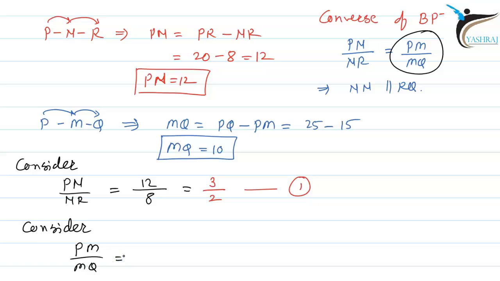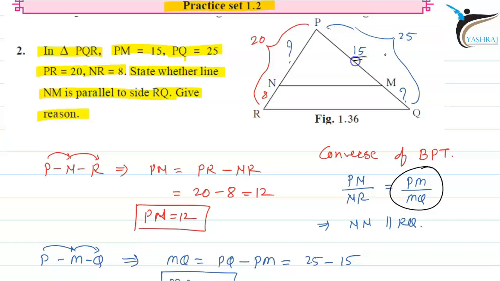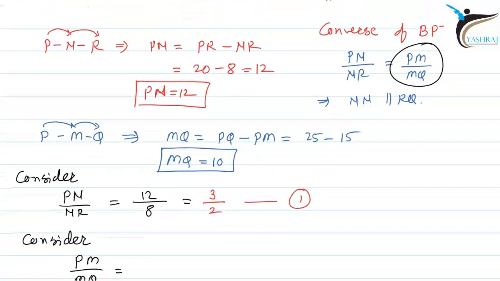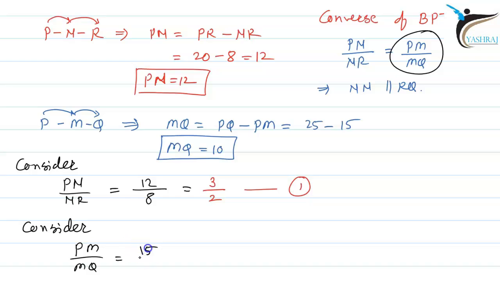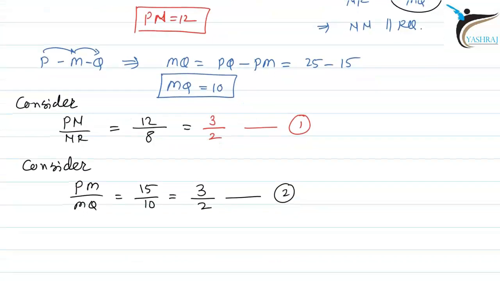So what is the value of PM? Look here, we have already been given 15, and the MQ value we have is 10. So 15 divided by 10. Now everyone knows, 5 3s are 15, 5 2s are 10. So I would like to call it equation number 2. Now look at equations 1 and 2 carefully. Both have the same RHS.